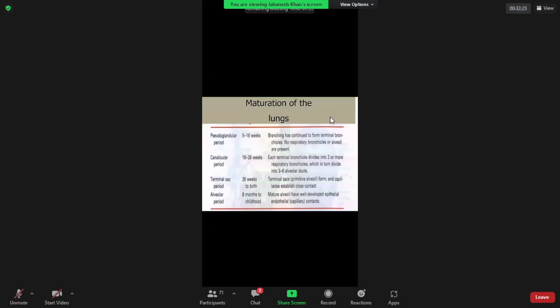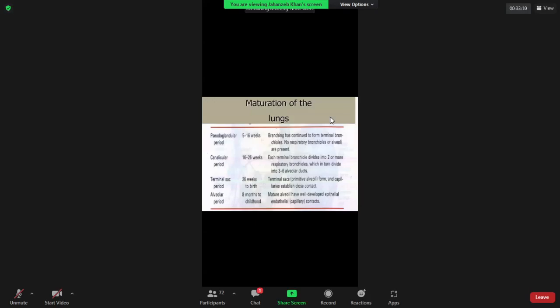The babies who are born in the pseudoglandular period are unable to survive. But with the passage of time, if they are in the canalicular period, some of the babies survive and some do not. But whenever we talk about the terminal sac period, yes, the babies survive. They get good breaths, and when they come out of the birth canal, the environmental factors trigger its growth; interleukins and bradykinins are responsible, and eventually the cortisol levels and other factors are also responsible for its maturation, and the baby takes its first breath.